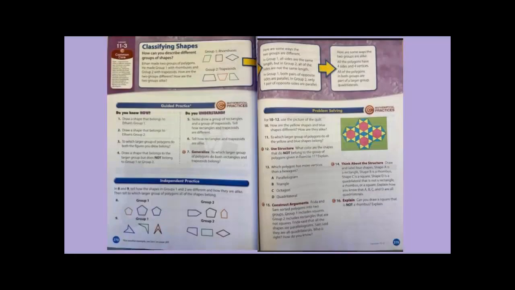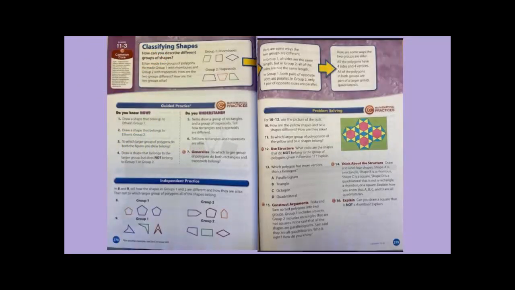Moving on to number 3. To which larger group of polygons do both the figures you drew belong? Stop the video, think about what is the larger group, and write your answer for number 3. I hope you wrote quadrilaterals. If you didn't, cross it out and write the word quadrilaterals. Rhombuses and trapezoids both belong to the larger group quadrilaterals. They have 4 sides and 4 vertices and 4 angles. So they are part of the quadrilateral family.